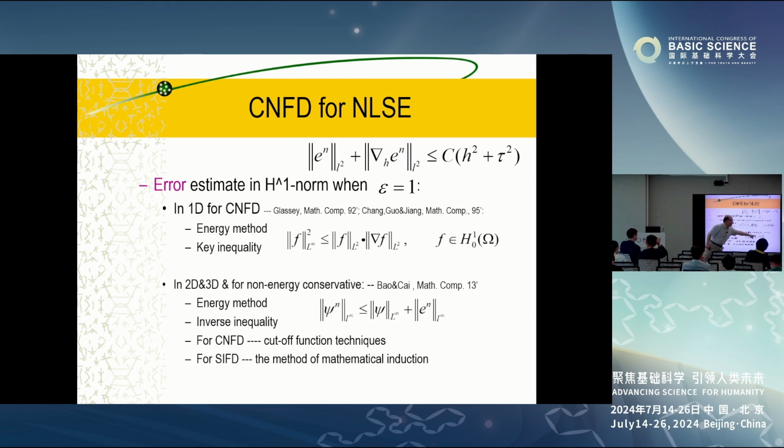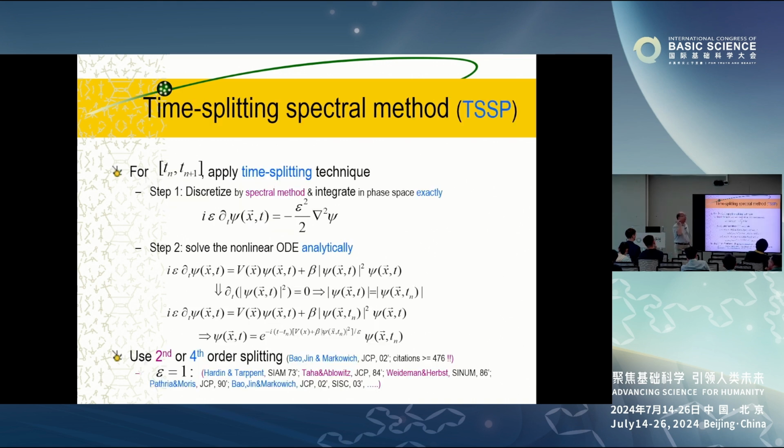So this is the error. For the Crank-Nicolson type scheme, we use a kind of cutoff function technique. For a semi-implicit scheme, we use mathematical induction to prove it. If the solution has some error for this step, after one step this one is bounded, then by mathematical induction one can show it's bounded in some sense.